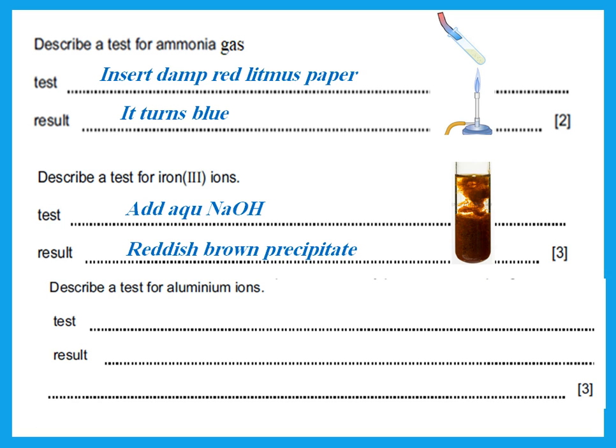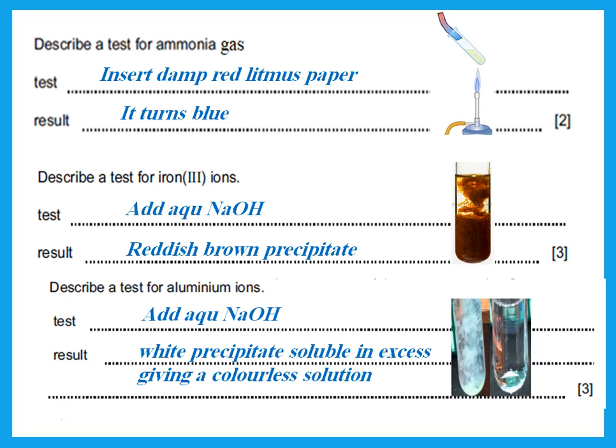Describe a test for aluminium ions. What was the test for aluminium ions? Add aqueous sodium hydroxide. What happens? White precipitate, soluble in excess, giving a colorless solution.